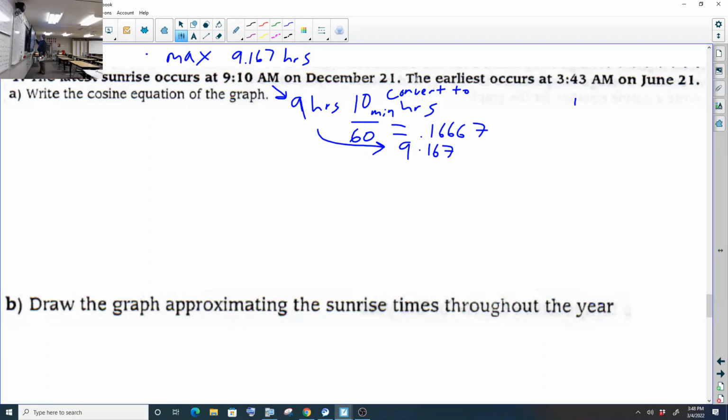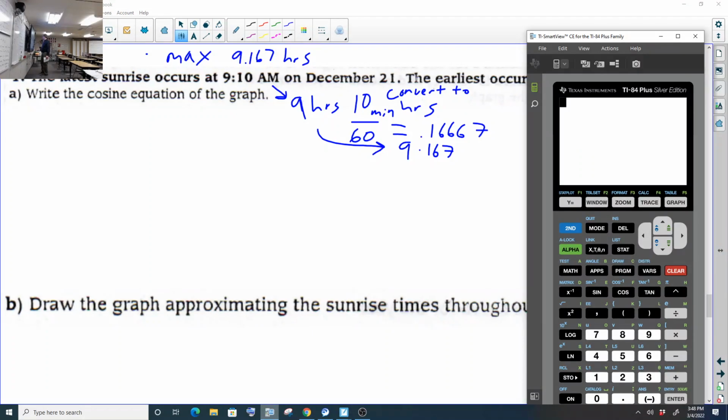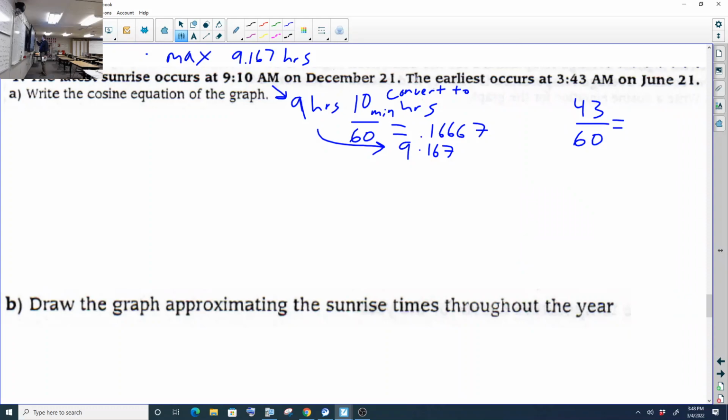So then we're going to take 43 minutes out of 60 minutes to convert it to hours. And so we'll do 43 divided by 60. That's going to be 0.71666 repeating. We'll just say 0.717, rounding to the nearest thousandths place, 3 decimal places to be safe. And don't forget your 3. So it's going to be 3.717 hours. Cool. So that's going to be the minimum.